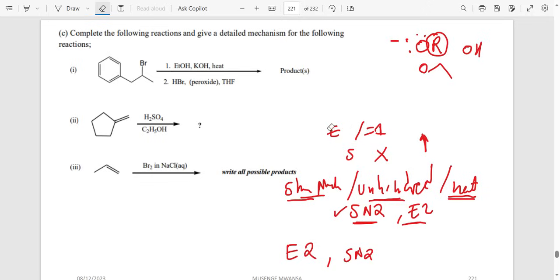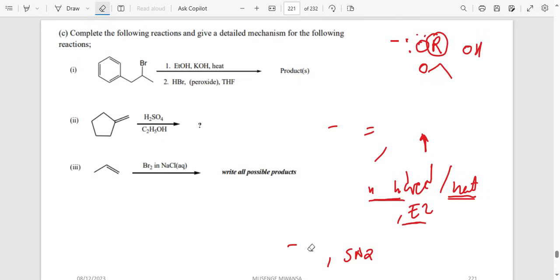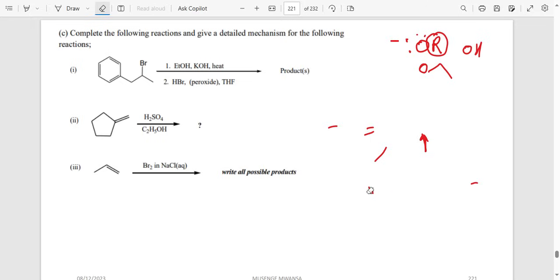Okay, thank you very much. So it's going to be by E2. And every time you hear about elimination, elimination reactions always result in the formation of alkenes, a double bond.